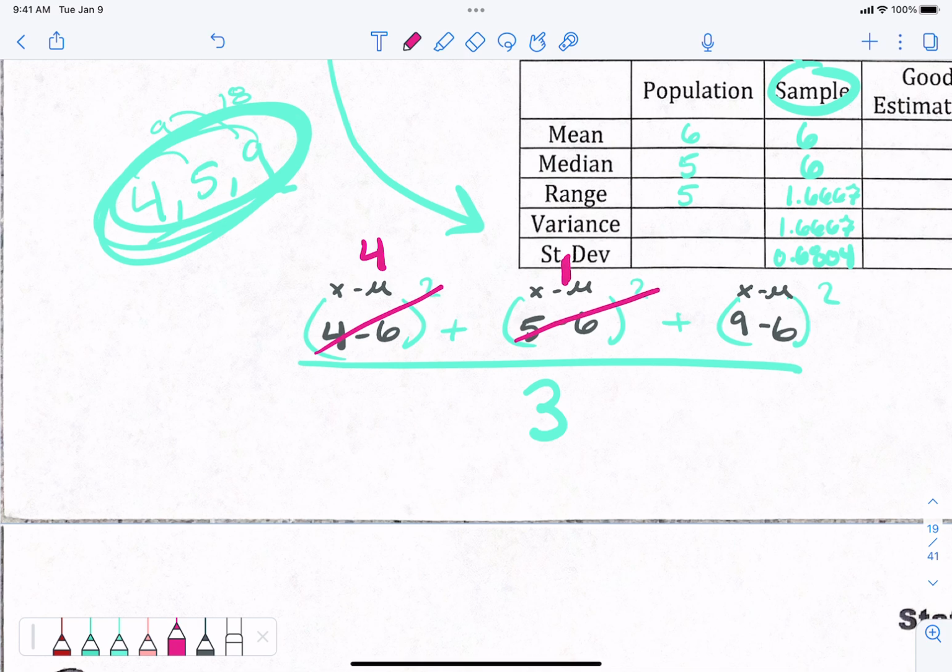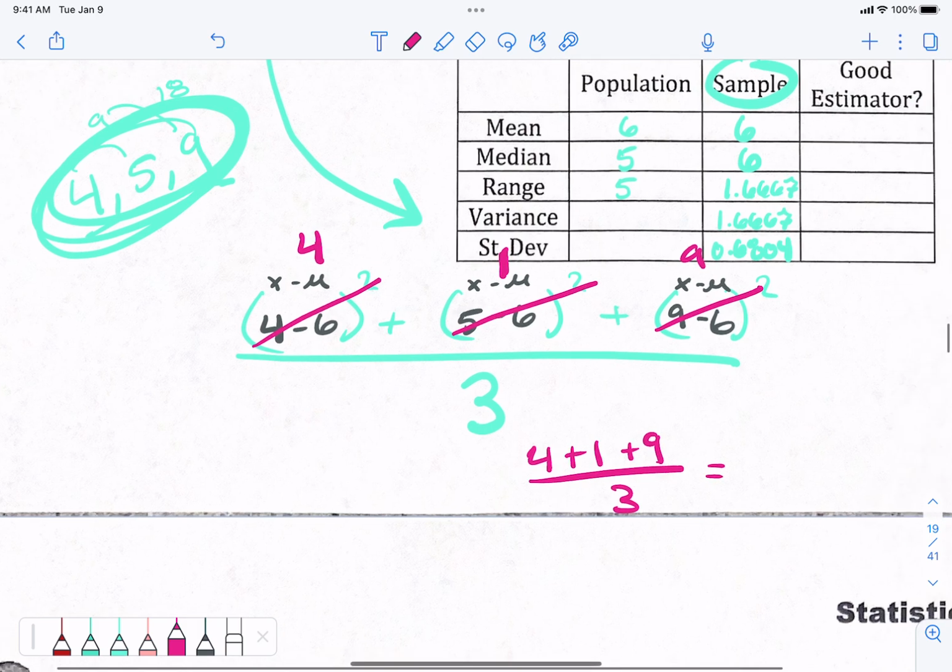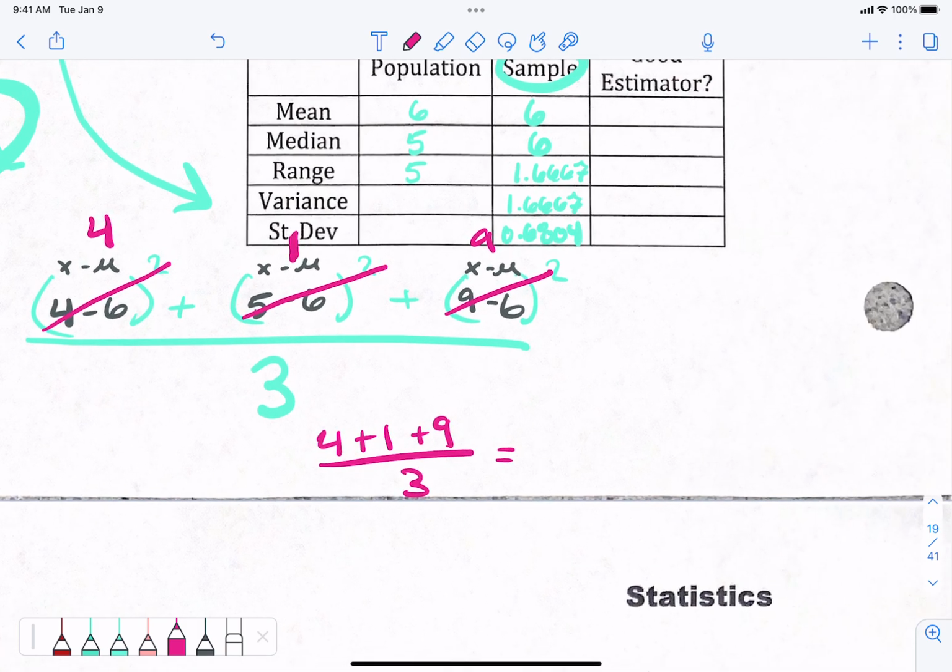9 minus 6 is 3. 3 squared is 9. So I have 4 plus 1 plus 9 divided by 3. That's going to be my variance. 26. Wait, what? I got 0.